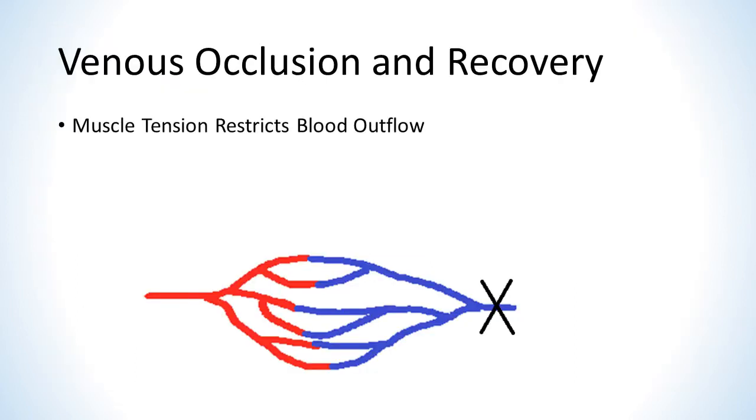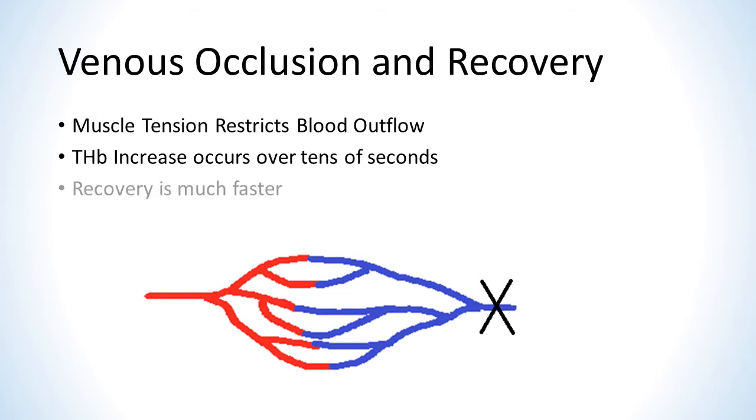A venous occlusion occurs when the muscle tension becomes high enough to restrict blood outflow, but it still allows blood to flow into the muscle. In this case, THB increases slowly over tens of seconds to minutes as the muscle pumps up with blood. The recovery from a venous occlusion is much faster. When the muscle tension is released, the excess blood quickly leaves the muscle and the THB returns to its level before the occlusion. Venous occlusions typically occur in muscle tension ranges of around 30 to 70% of maximum voluntary contraction force, but again, there is a wide variability here.